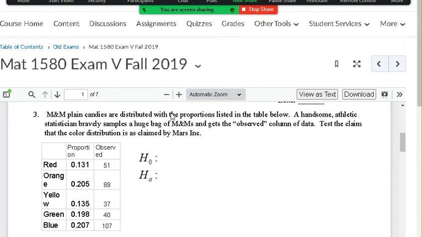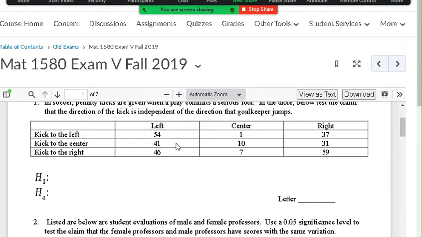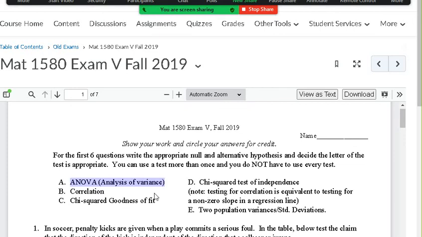M&M plain candies are distributed with proportions in the table below. A handsome athletic mathematician bravely samples a huge bag of M&Ms and gets the observed column of data. Tests a claim that the color distribution is as claimed by Mars Incorporated. All right, well, is this going to be something from chapters 8 or 9? No. It's going to be stuff that we did today. It's going to be a goodness of fit test. So that would be up here: chi-square test of independence, chi-square goodness of fit test, right there.